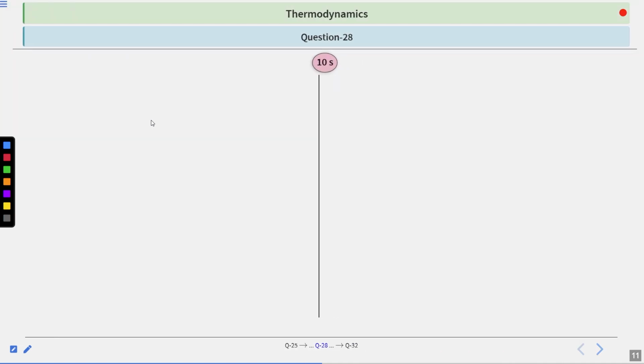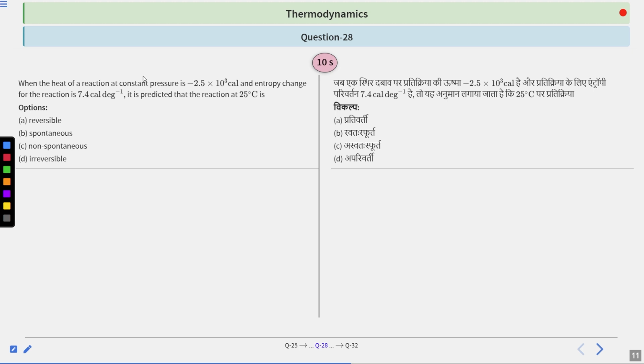Question number 28 says: when the heat of reaction at constant pressure is minus 2.5 into 10 to the power 3 calorie and the entropy change for the reaction is 7.4 calorie per degree, it is predicted that the reaction at 25 degrees Celsius is: options are A, reversible; B, spontaneous; C, non-spontaneous; and D, irreversible.